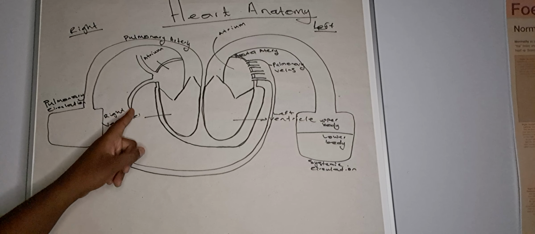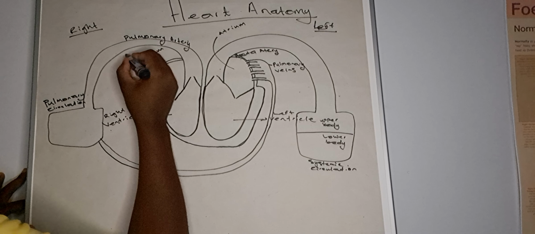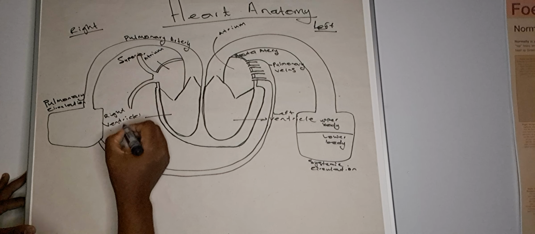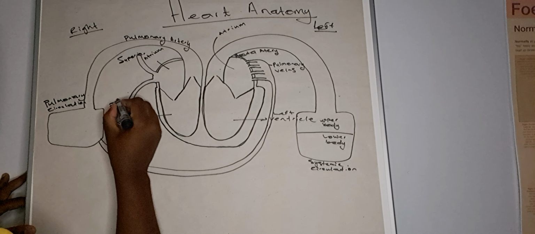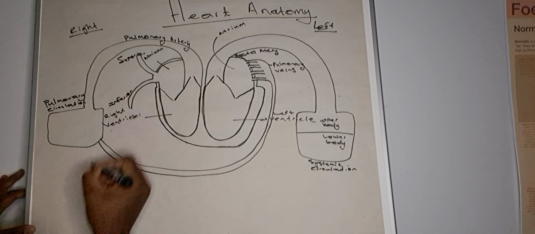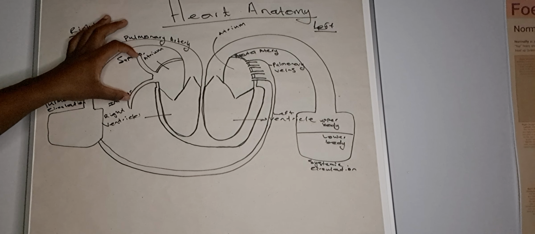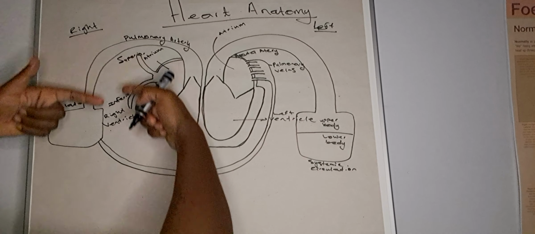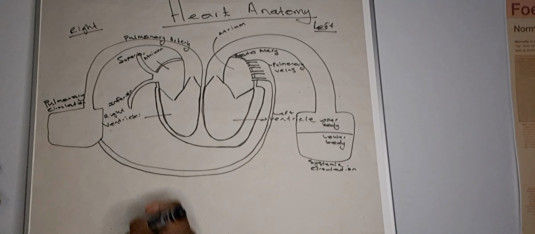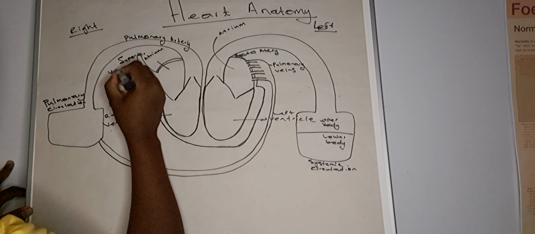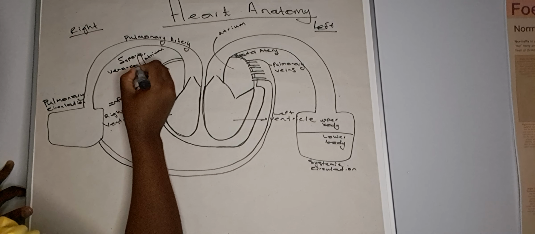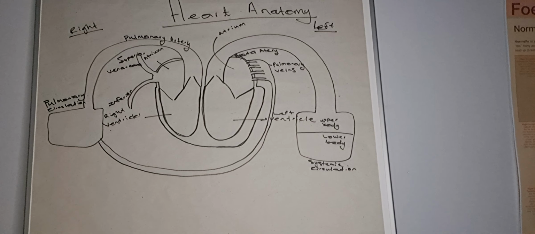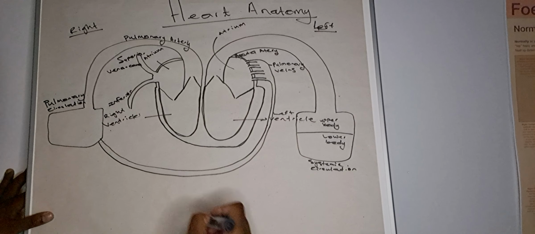So let me label this one first. This one will be superior. This one will be your inferior. This particular vein is inferior, this is superior, but when they are together like this, we call them vena cava. This is your vena cava. Cranial nerve number 10, by the way. When we do nerves, we'll cover that one also.